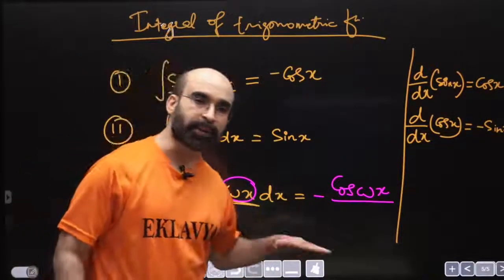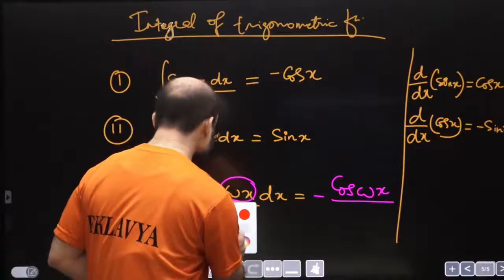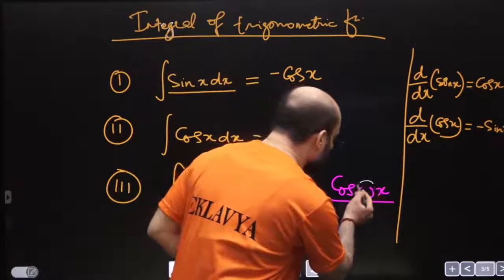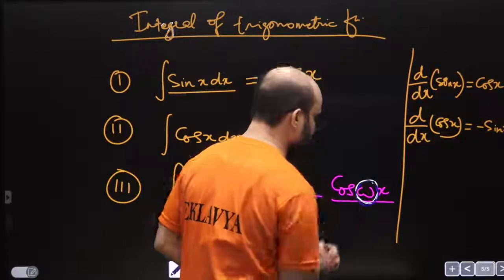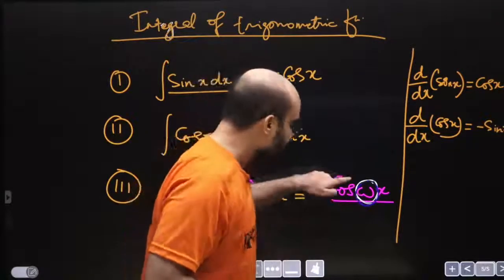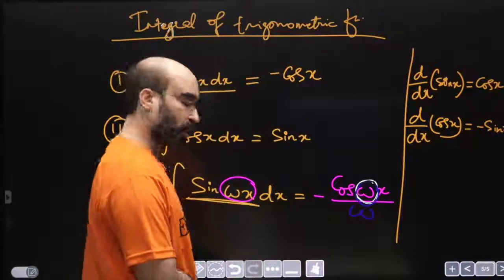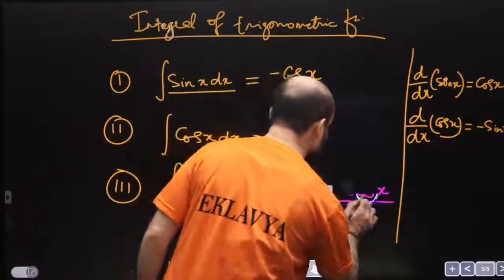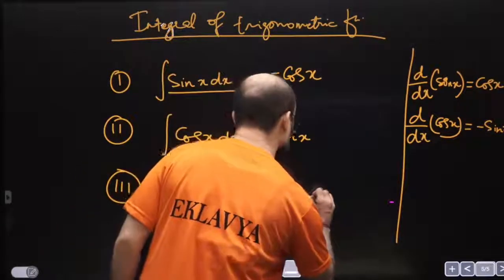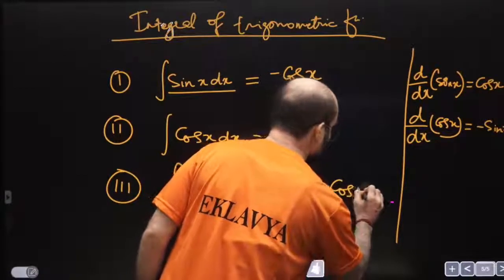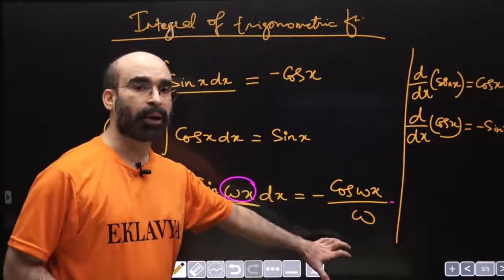This divided by, now look at the value here, coefficient of x, coefficient of this variable. What is this? Omega. So that coefficient of x you have to divide here. Okay, so what we will get? We will finally get in this manner: minus cos omega x divided by omega.